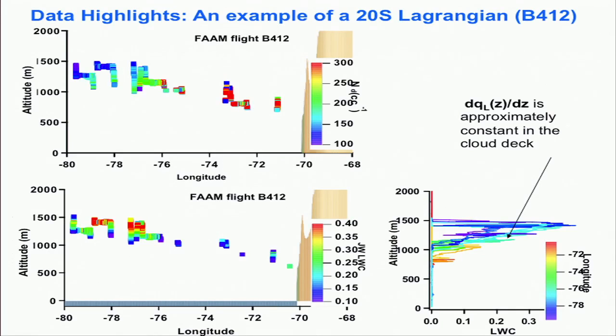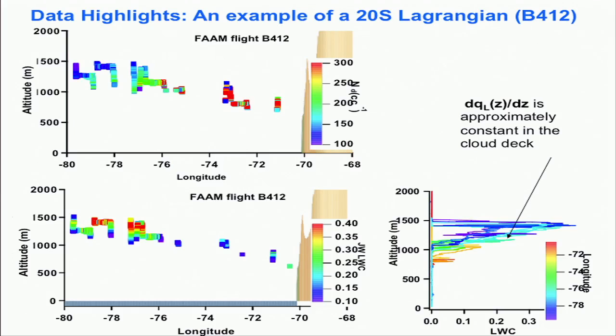You'll notice the color scale. So red is 300, blue is about 100 per cc. So that's ND, the number of droplets per cc. You notice the clouds close to the coast are fairly high number concentrations. As we move further out, clouds get a little bit higher, but you notice that the number concentrations are significantly lower, down to about 100 as we go right out about this point here. So high concentrations, lots of droplets, low concentrations out here.